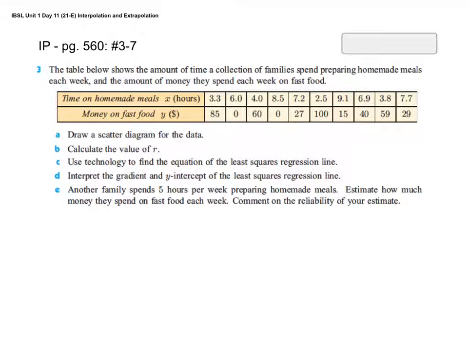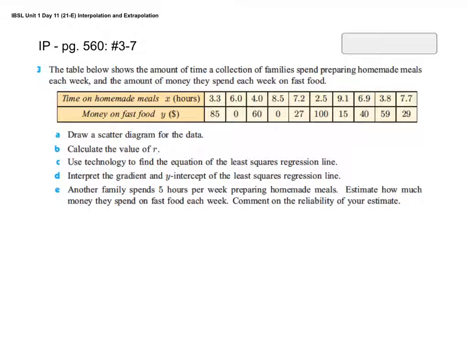Okay, good. The more you're spending making your own food at home, the less money you're going to spend on fast food. All right? So that's what we would assume just using our common sense. But the question is, does the data back up that assumption? Okay? So that's what we could study here.